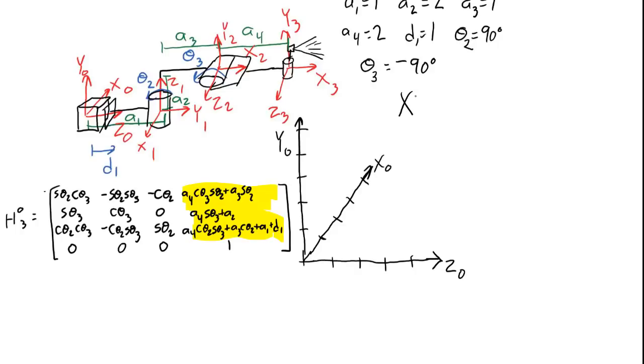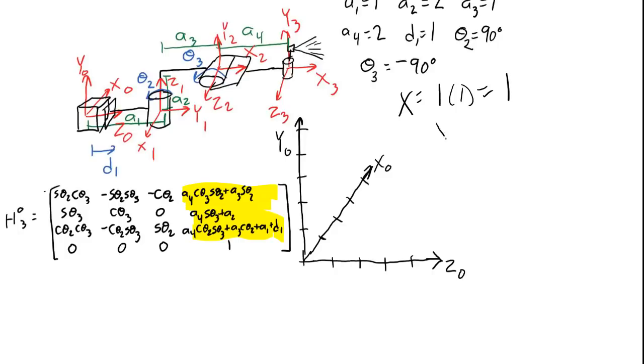So the x position is equal to a4, which is 2, times the cosine of theta 3. Theta 3 is negative 90. So the cosine of theta 3 is going to be 0. So I'll stop here and not finish this first term because it's going to end up being 0. a3 is 1 and theta 2 is 90. The sine of 90 is 1. So I get 1 times 1. The x position is 1.